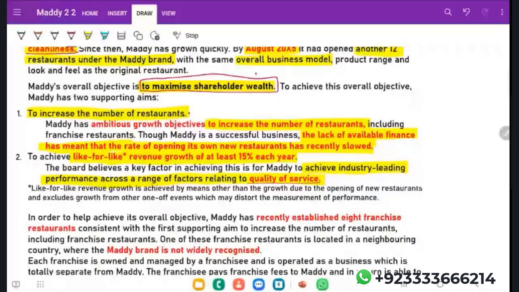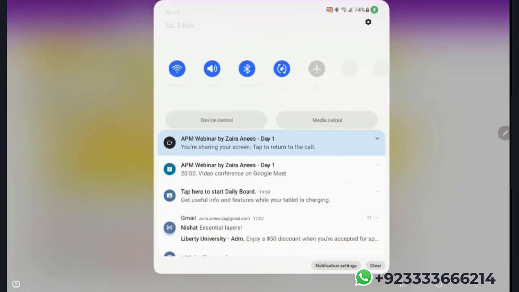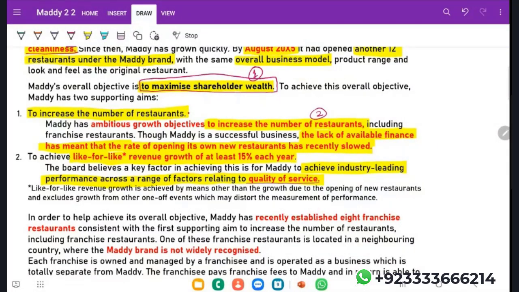The first thing which we need to identify is the company wants to maximize shareholder wealth, right? If this is the case, then this should be part of your strategic report, right? Number one. Number two, the company wants to increase the number of restaurants. So this should also be part of your strategic report, right? This is the problem. This is not the objective, but this is the problem. This should also be measured in your strategic report, because if you don't have finance available, you won't be able to achieve the objective, right?